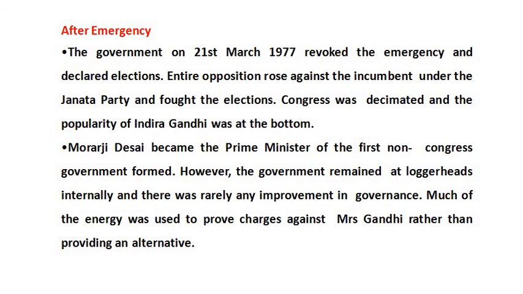After the emergency, the government on 21st March 1977 revoked the emergency and declared elections. The entire opposition rose against the incumbent under the Janata Party and fought the election. Congress was decimated and the popularity of Indira Gandhi was at the bottom. Morarji Desai became the Prime Minister of the first non-Congress government formed. However, the government remained at loggerheads internally and there were rarely any improvements in governance. Much of the energy was used to prove charges against Gandhi rather than providing an alternative.